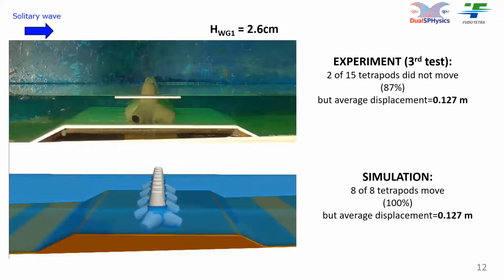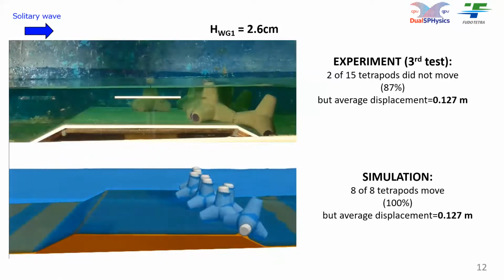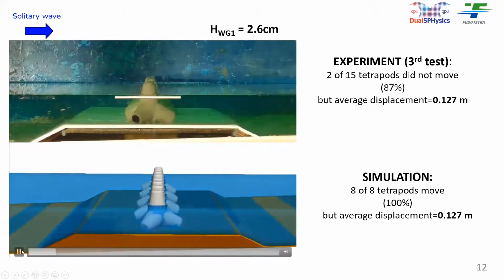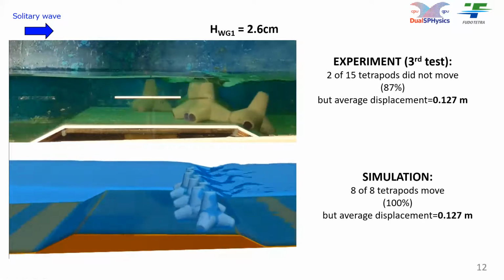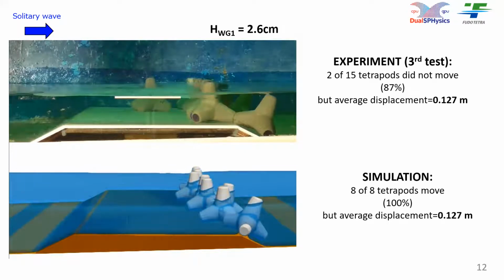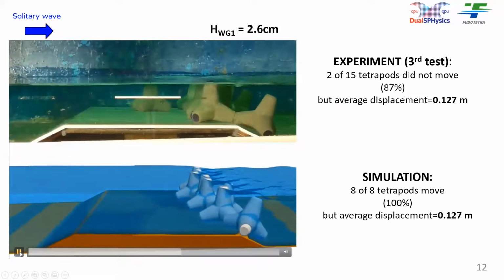I'd like to show you a video. This is a case with the smallest wave height of 2.6 centimeter. In this case, we can see that the tetrapods sliding due to the current toward the shore. In the experiment, almost all of the tetrapods moved except for 2 out of 15 blocks. On the other hand, all blocks moved in the calculation. When we compared the average displacement, it was 12.7 centimeter in both cases, showing a very good agreement.